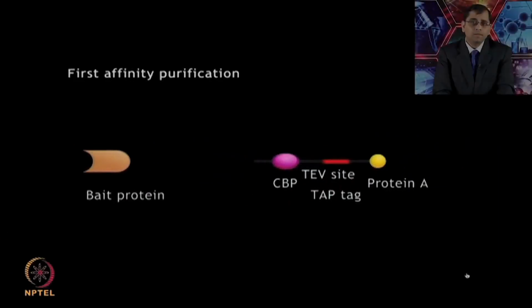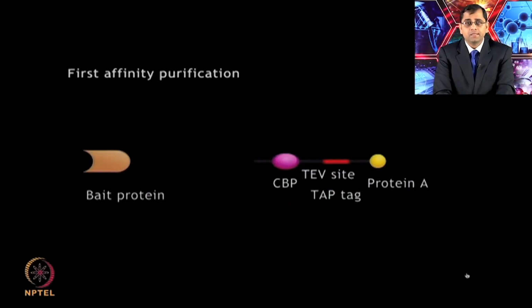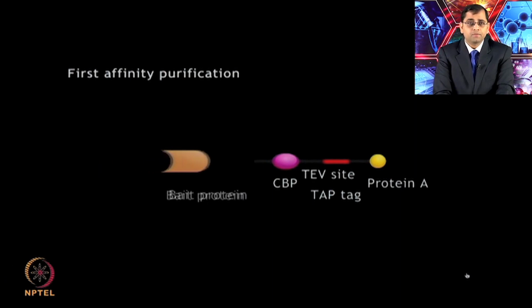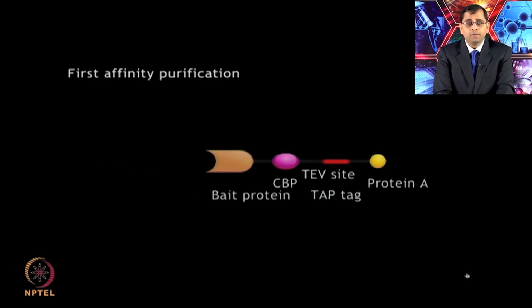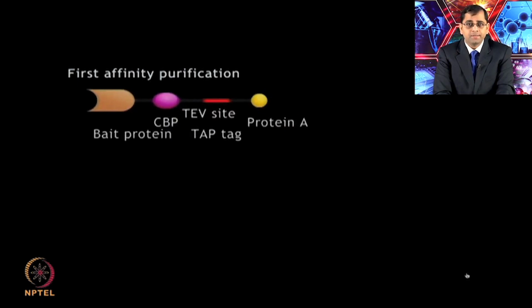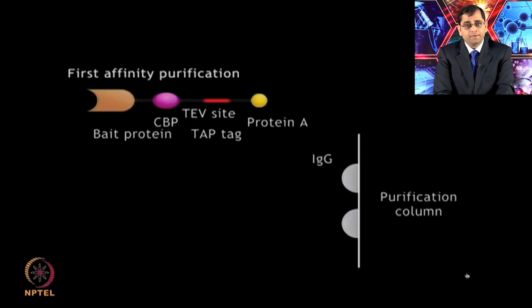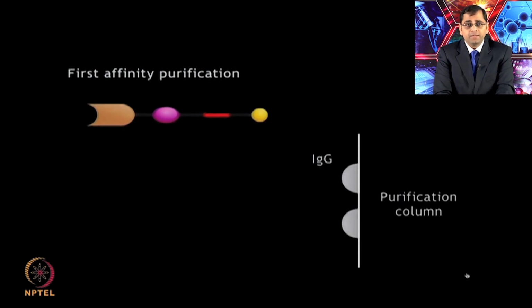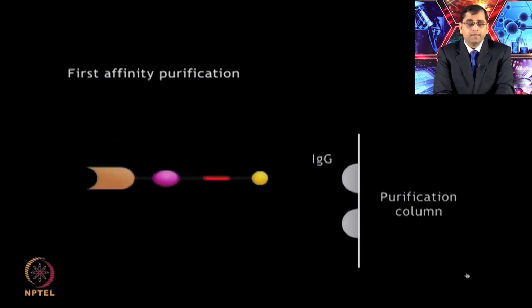In immunoprecipitation, the protein of interest is fused with a TAP tag which contains a calmodulin binding peptide, a TEV cleavage site and protein A. Depending upon the proteins to be studied, this tag can be modified. The tag is then bound to a column through affinity interactions between the protein A and IgG.